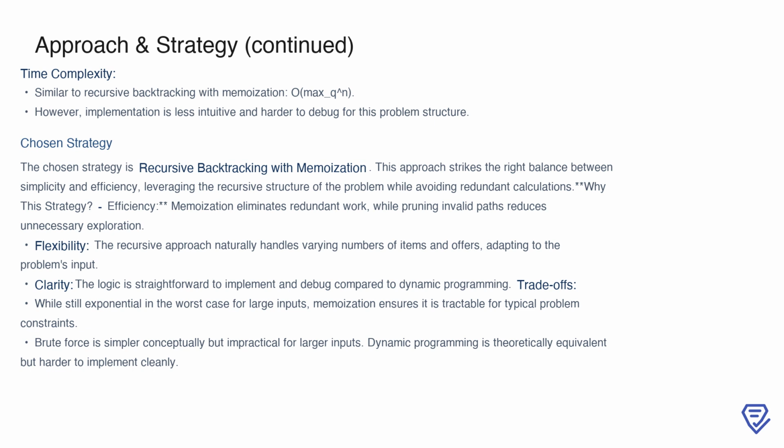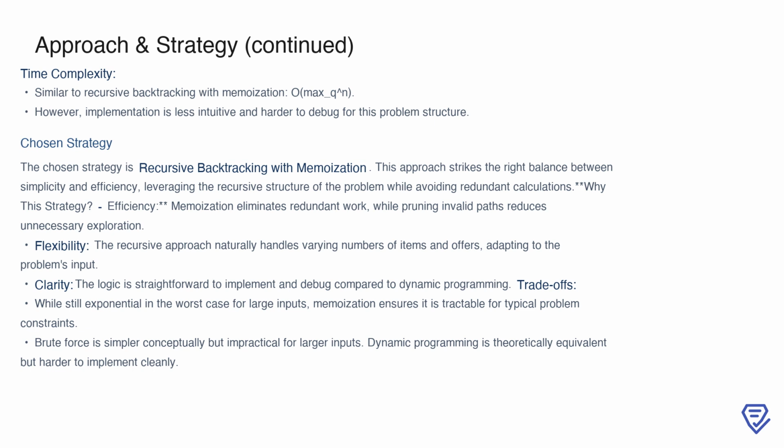The time complexity for this optimized approach remains roughly O(max quantity per item ^ number of items), similar to the recursive backtracking with memoization strategy. However, dynamic programming, while theoretically equivalent, is less intuitive and harder to implement for the structure of this problem. With that in mind, the chosen strategy is recursive backtracking with memoization. This method strikes the right balance between simplicity and efficiency. It leverages the recursive structure of the problem to adapt to different inputs while avoiding redundant calculations through memoization.